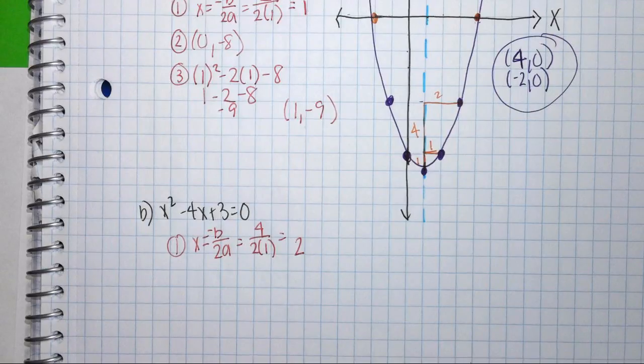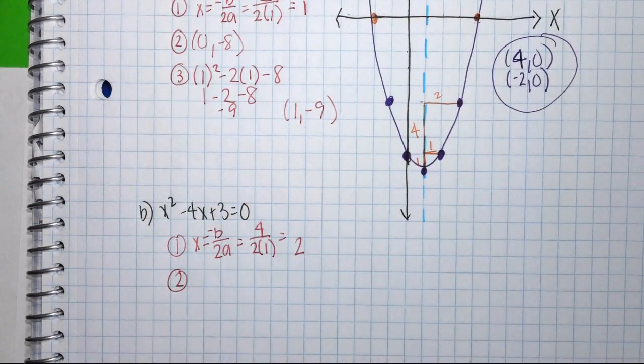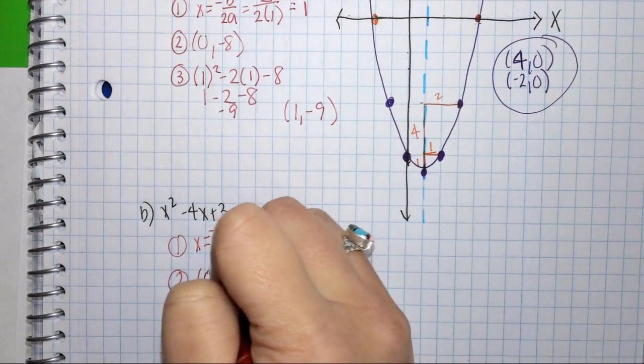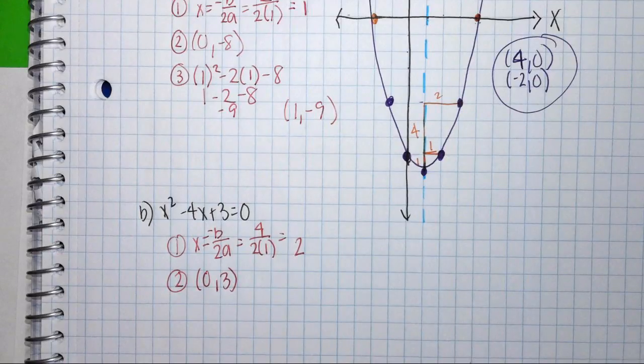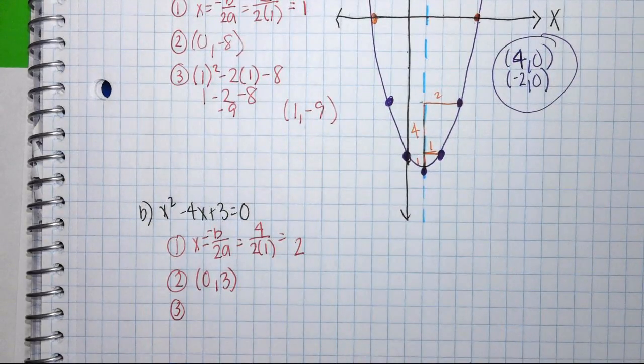Are we ready? Number 2. What is step 2? Step 2 is y-intercept, and what is our y-intercept? 0, 3. Take a point. Look at us go. It's like we've learned something after 2 weeks of doing this. And what is step 3? The vertex. And how do I find my vertex?